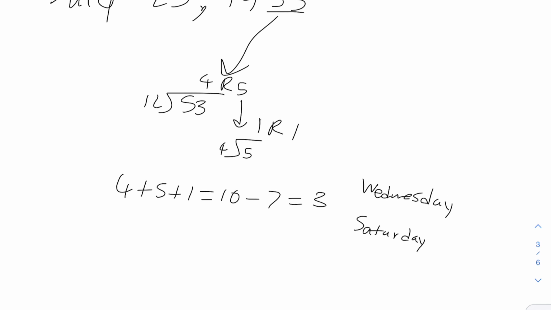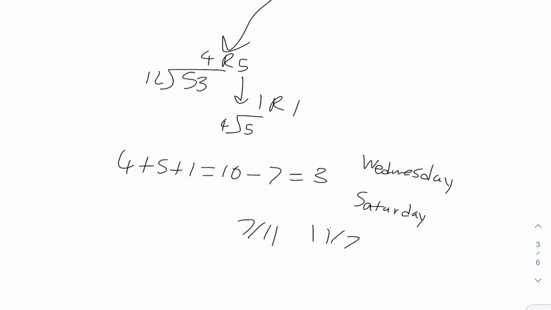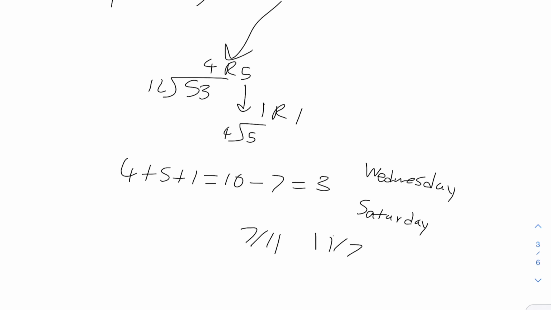So if you look at July 23rd, from our memorization, we know that 7/11 or 11/7, depending on your country, we know that July 11 is a doomsday. And if you go ahead, we know that July 18 is also doomsday. And then July 23rd is 5 days after that.